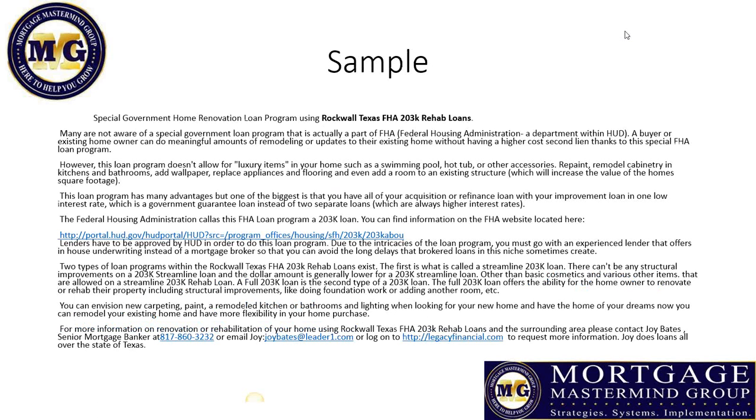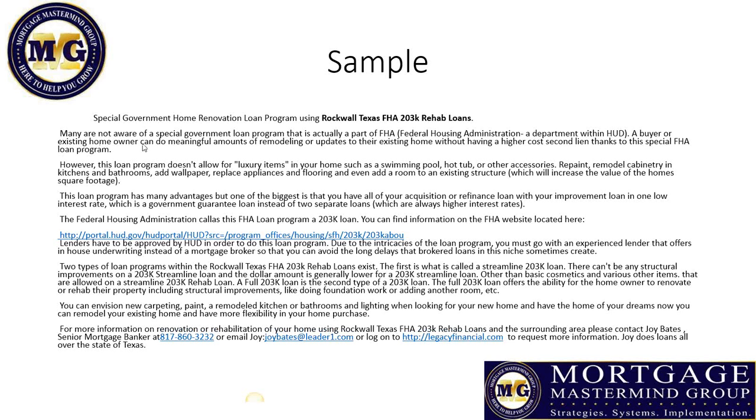So here's what it looks like when you put all the pieces together. And this is an actual post. This is actual content that we have used. This is actual content that has generated results. And so this is exactly what it says. The title: Special Government Home Renovation Loan Program using Rockwall, Texas FHA 203K rehab loans. Many are not aware of the Special Government Loan Program. It's actually part of the FHA, a department within HUD.